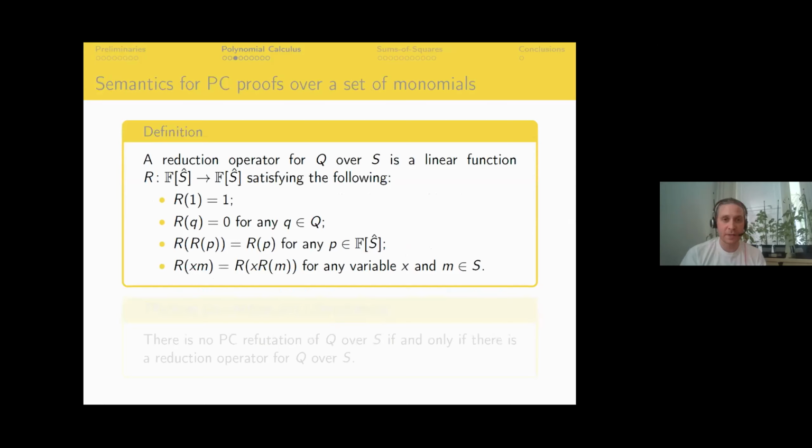And the semantic counterpart is the reduction operator. So we say that the reduction operator is a linear function from F S hat to itself that satisfies the following. It maps the constant polynomial 1 to 1, all the axioms to 0, is idempotent, and then satisfies this.